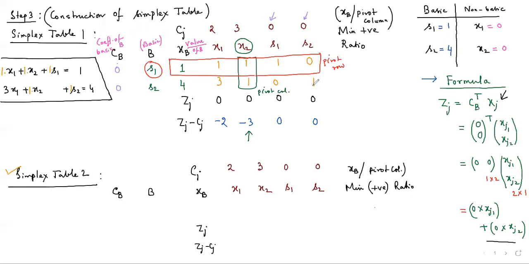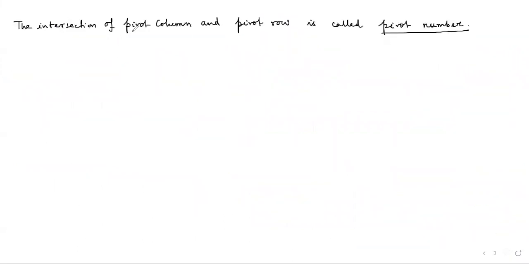Now look at the table. These two blocks intersect at which point? Here. They intersect at this point. So my pivot number is 1. Pivot number will play an important role in constructing simplex table 2.